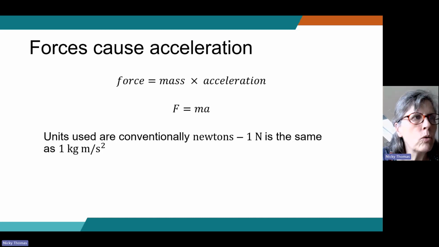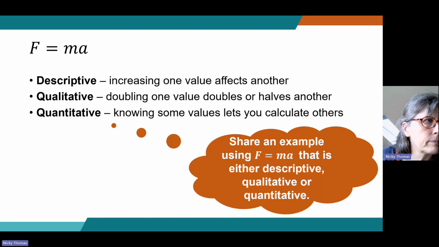That same force, 1 Newton, would give a mass of 2 kilograms an acceleration of half a meter per second squared. That's what the equation is telling us. So you might want to just pause now and have a little think and see if you can come across some examples using that equation I've just been talking about, F equals ma.